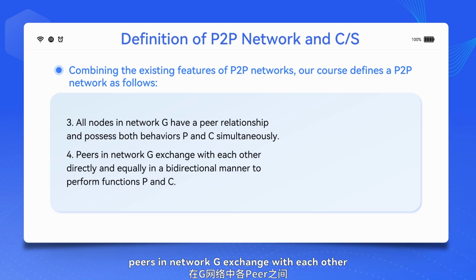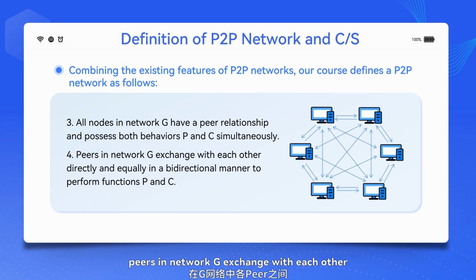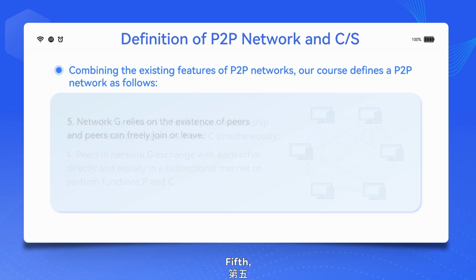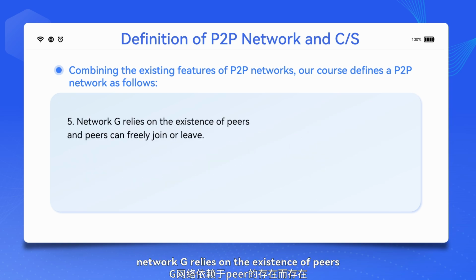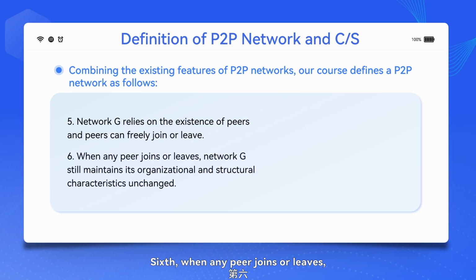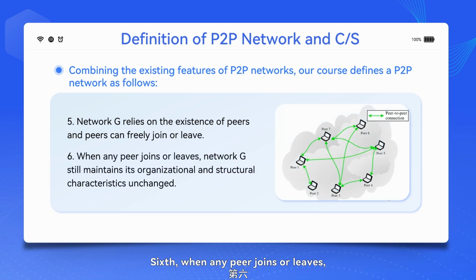Fourth, peers in network G exchange with each other directly and equally in a bidirectional manner to perform functions P and C. Fifth, network G relies on the existence of peers, and peers can freely join or leave. Sixth, when any peer joins or leaves, network G still maintains its organizational and structural characteristics unchanged.